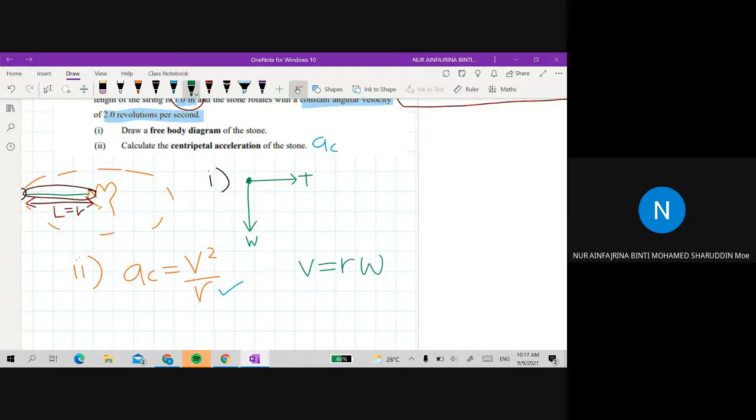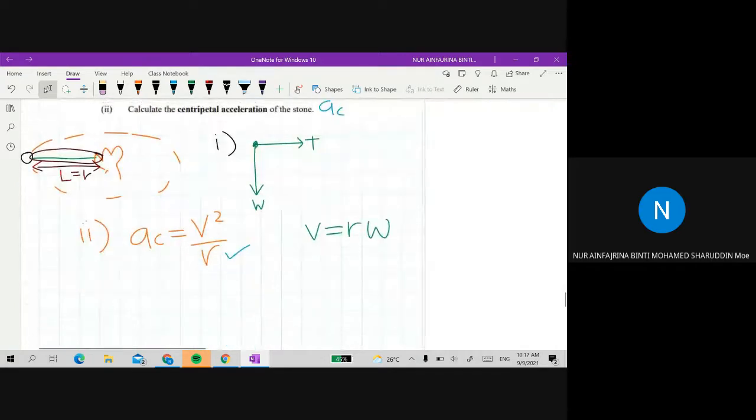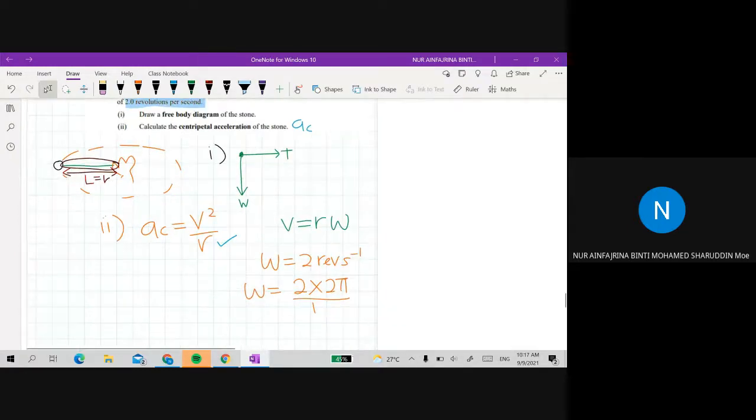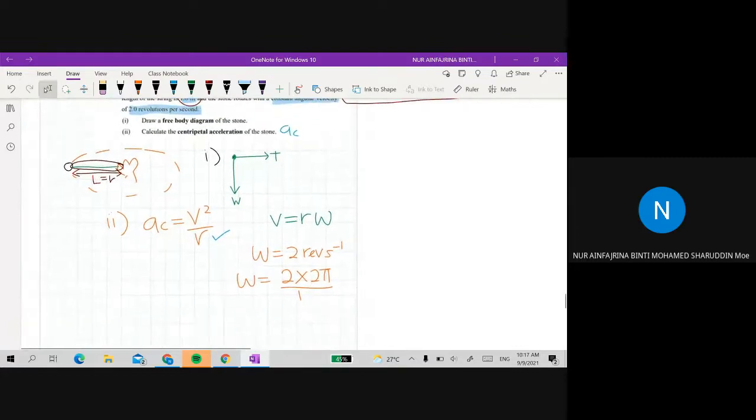Okay, we already have our radius. Kita ada tak kita punya angular velocity? Ada. Angular velocity kita adalah 2 revolution per second. Kena tukar. Darab dengan 2 pi. Kenapa kena darab dengan 2 pi? Sebab satu revolution ada 2 pi. Very good. So sebab satu revolution, dia akan buat rotation sebanyak 2 pi radian. That's why you akan dapat your angular velocity bersamaan juga dengan 4 pi radian per second.